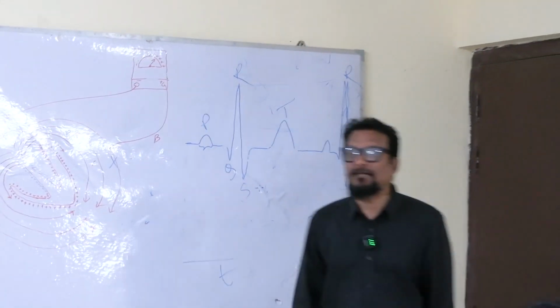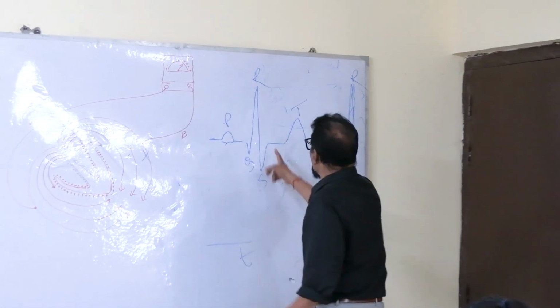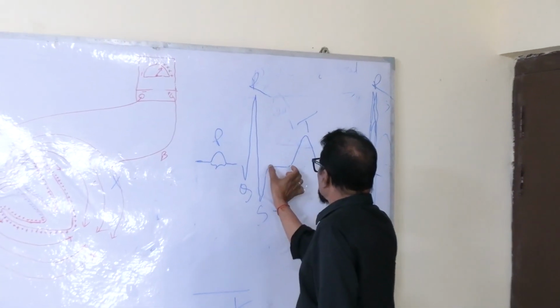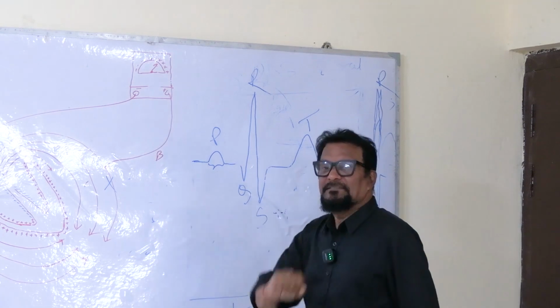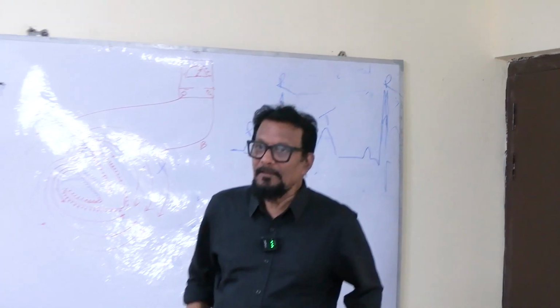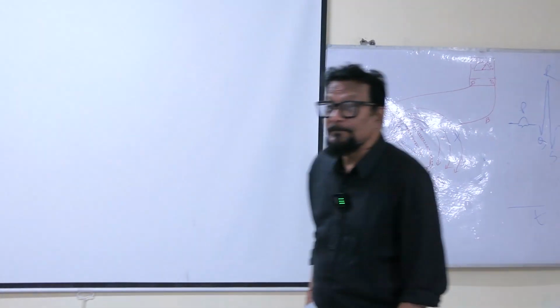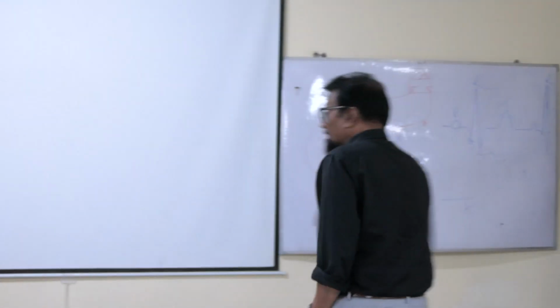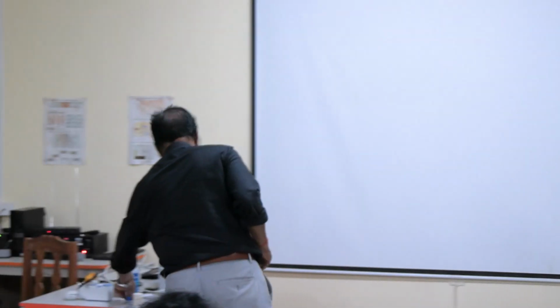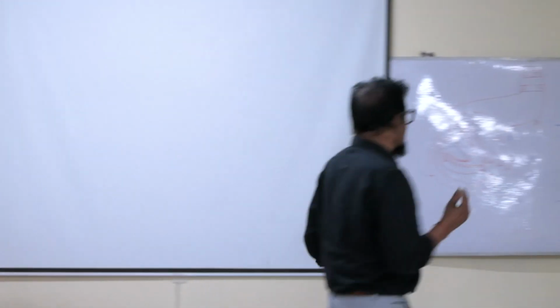This is the ST segment, from the end of S to the beginning of T. This is a very sensitive segment which reflects the myocardial metabolism. If the myocardium finds less oxygen, the ST segment will be depressed. How will it be depressed? Like this.